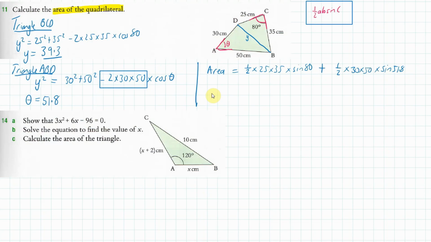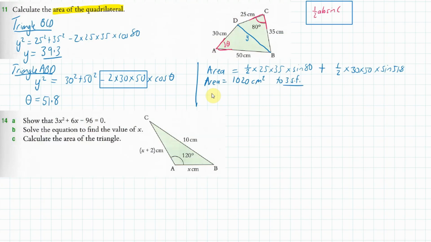Now when we chuck this into the calculator, I'm getting area equals 1020 to a centimetre squared to 3 significant figures.